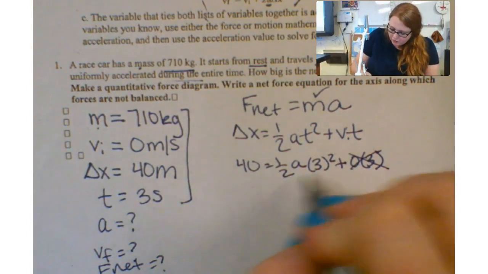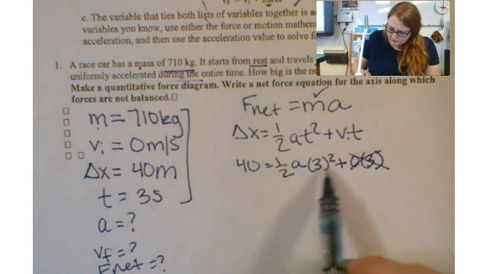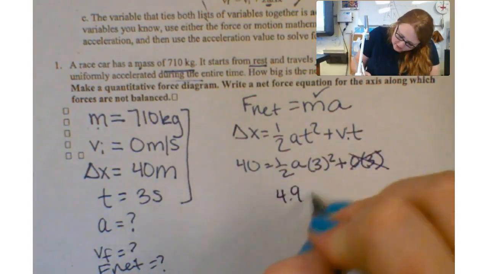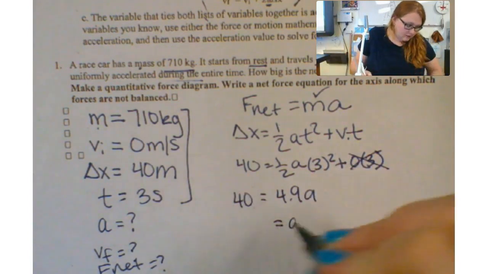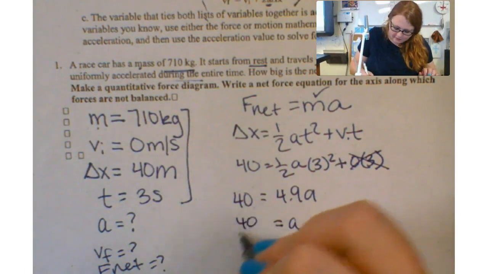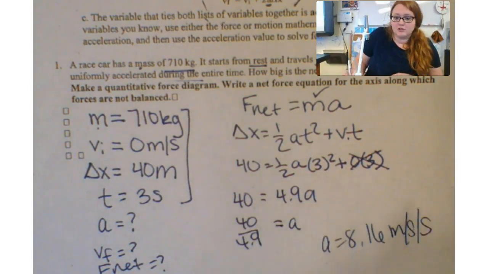So we have 1/2 times 3 squared. 3 squared is 9, so that's going to be 4.5a equals 40. So a equals 40 divided by 4.5, 8.9. That's meters per second squared.